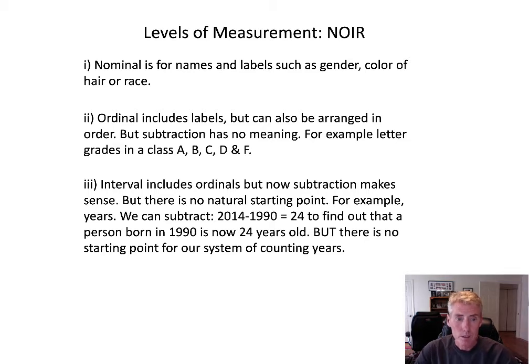Now on to the I, which is for interval. So we're basically building up. This has more information. You can put them in order and you can subtract them, but there is no zero or natural starting point. I like to use years. If you go from 2014 back to 1990, that's a 24-year gap. If somebody was born in 1990 and then you wait until 2014, they were 24 years old then. But there is no natural starting point.